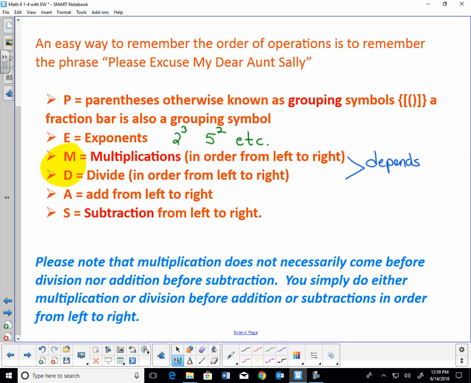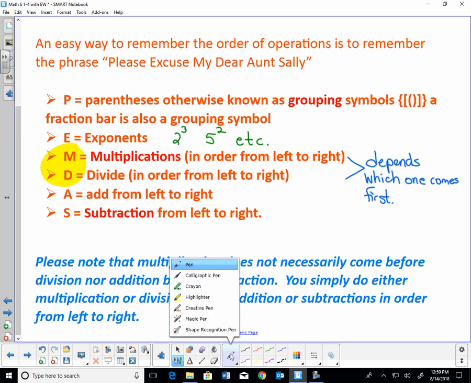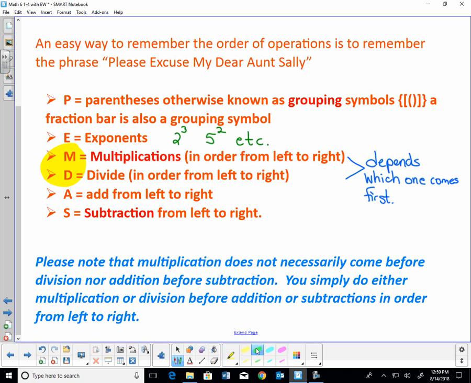I get so many people who tell me you have to multiply before you divide. No, it depends upon which one comes first. If a division part comes first, you will do that before you multiply. Then again, addition and subtraction, the same thing happens. In addition and subtraction, you also do those from left to right, whichever one comes first. Just like multiplication and division, if subtraction comes before addition, you'll do subtraction before you do addition. It also depends on which one comes first.